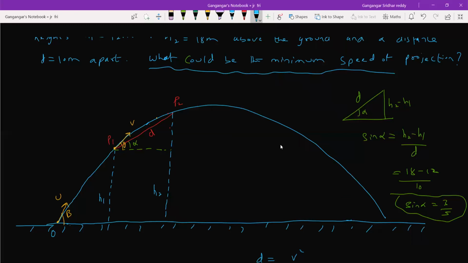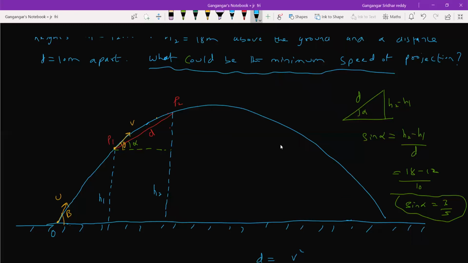Now you can ask questions, sir, why are you writing minimum at O? If you project with a speed less than that, what will happen? It will reach the point P1, but it may not cross P2. That's why I'm bringing the word minimum here. If I project with a speed less than what I got as the answer, it may reach P1, but not cross P2. But the condition given is that it should cross both the points. Just logically, nothing to do with your concept.